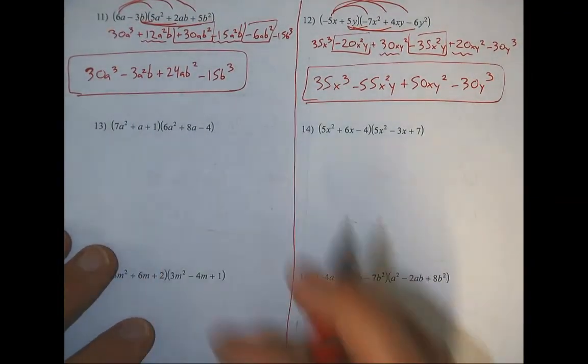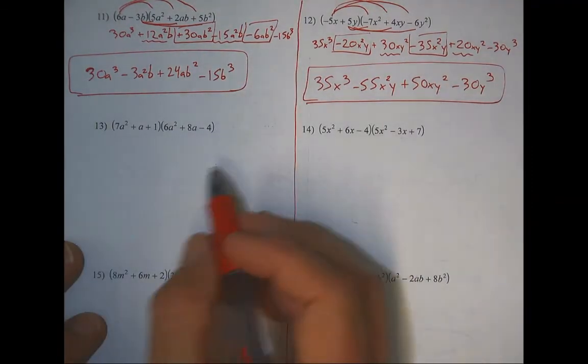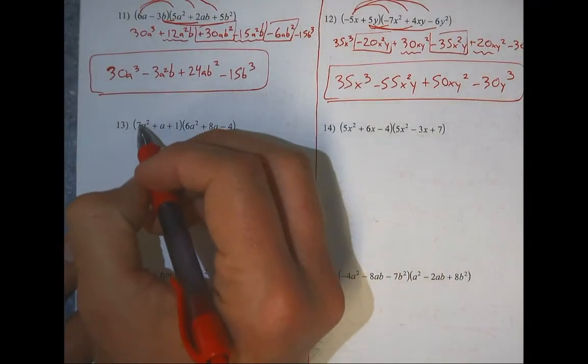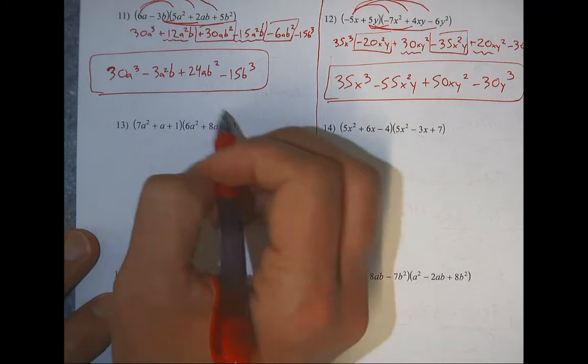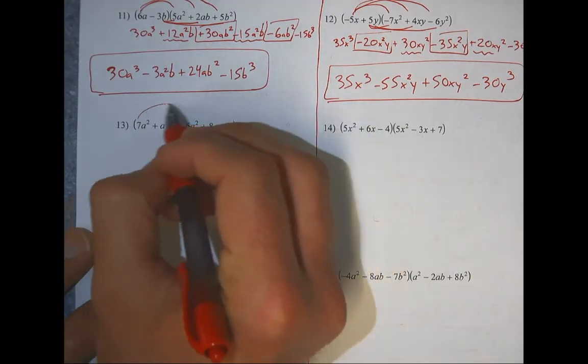All right, now a trinomial times a trinomial. So we're going to have 9 terms here. These get really, really busy. So you want to leave yourself a lot of room. Start as far left as you can because you're going to have to write 9 terms out to start with. So 7a squared goes to all 3. Then a goes to all 3. And then the 1 goes to all 3.